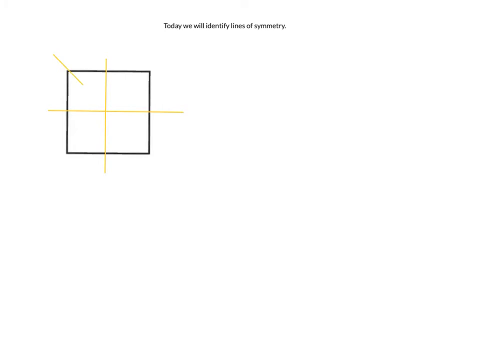You could also fold it from corner to corner, and you get two triangles that fold right on top of each other. And the same goes for folding it from this corner to this corner. So in fact, we have four lines of symmetry.